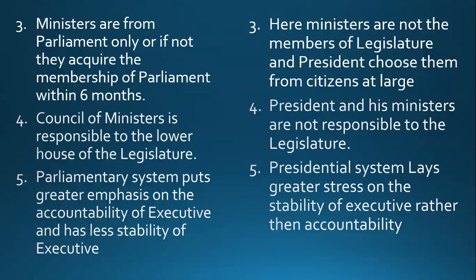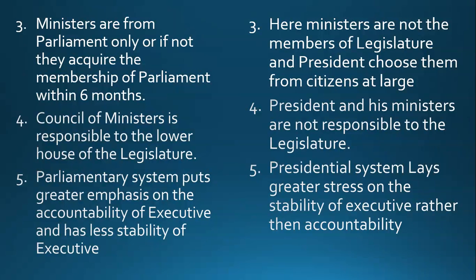Legislature even has the power to remove the executive, means the entire control of executive is in the hands of legislature. Executive cannot do anything wrong. Executive is not free. Executive is under the pressure of legislature. Legislature has the power to ask questions from executive. Legislature can punish executive. Legislature can even remove executive. Means executive is highly accountable. But friends, executive is not stable.